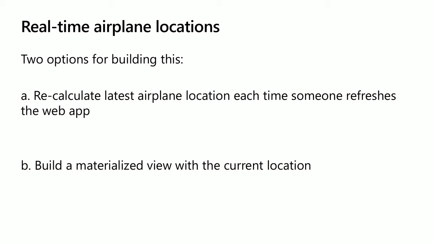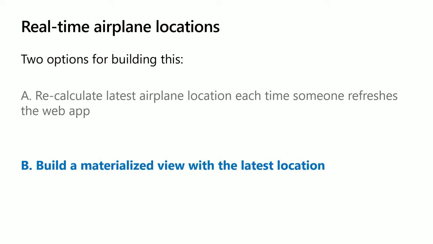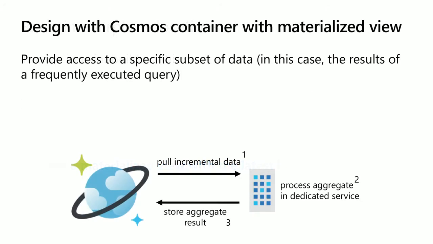OK, good. I don't know if I sold it well enough, but if you all said A, I would have just kind of given up at that point. Perfect. So it's B. We'll build a materialized view with the latest location of each aircraft. Now, who's familiar with the materialized view concept? OK, so about half the room.